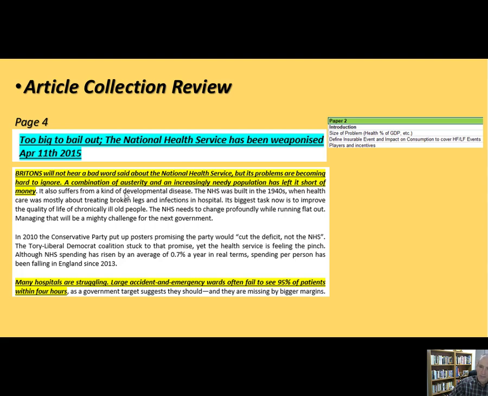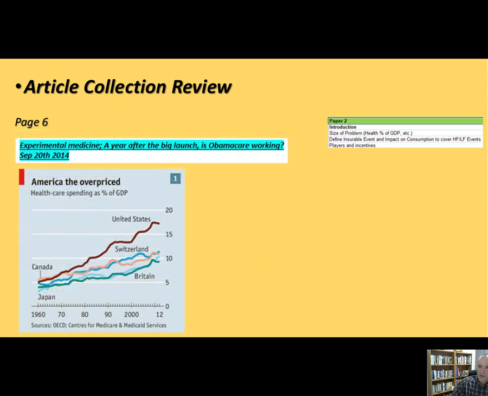You have more baby boomers in the UK, just like you have in the US. Hospitals are struggling. They're having a tough time seeing people in a reasonable amount of time. So the size of the problem is an issue for more than just the U.S. But the U.S. is much more seriously negatively impacted. This is a great chart that you might want to bring into your paper.